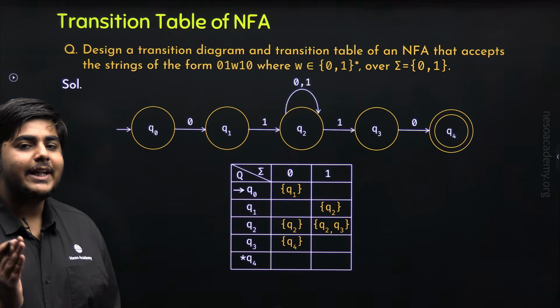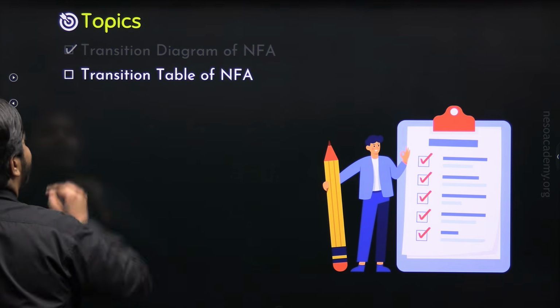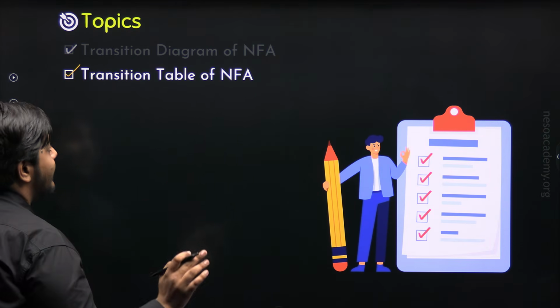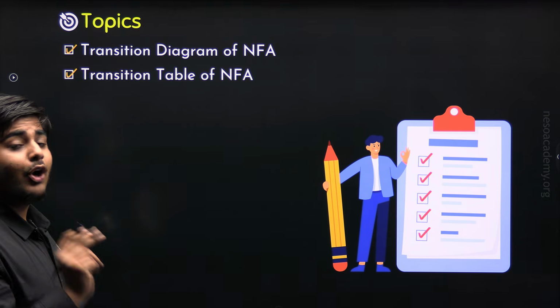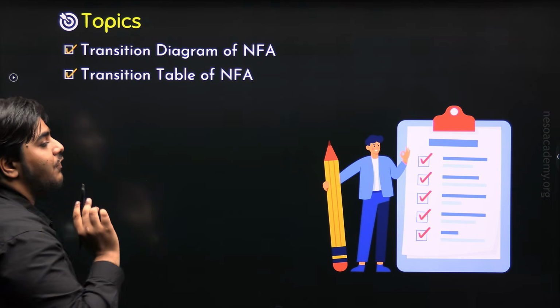So this is the complete solution for this problem. In this way, we have completed our second topic, that is transition table of NFA. So in this lecture, we have understood two topics, transition diagram of NFA and transition table of NFA.